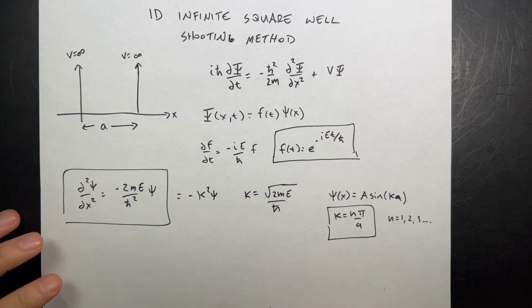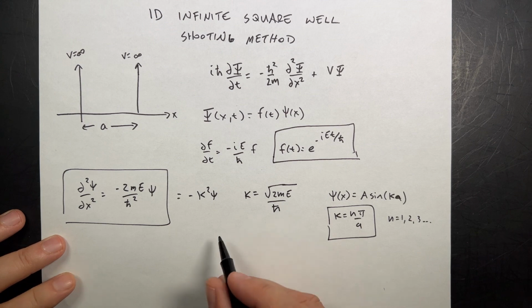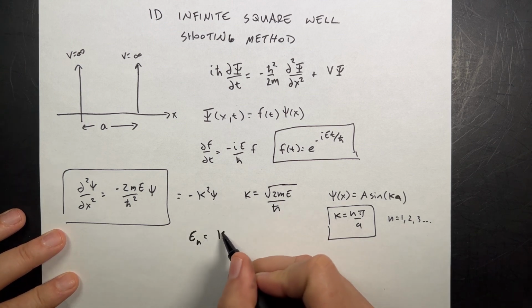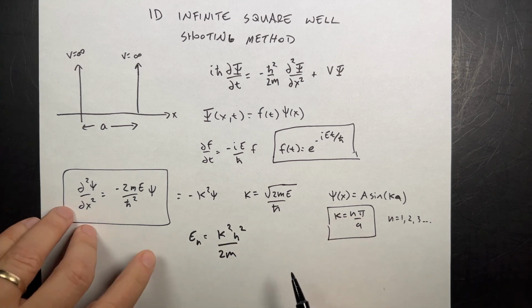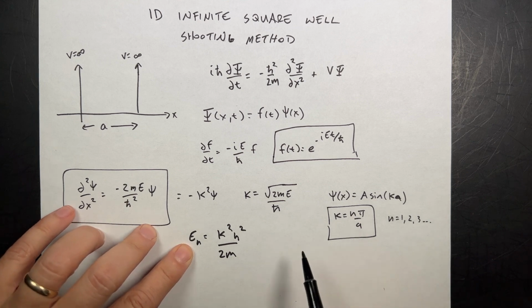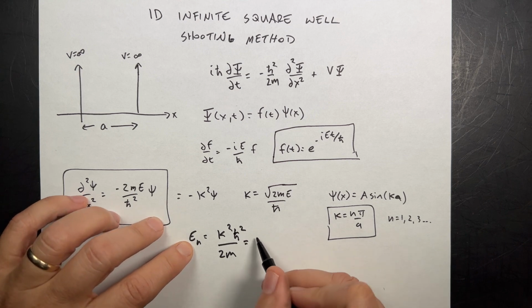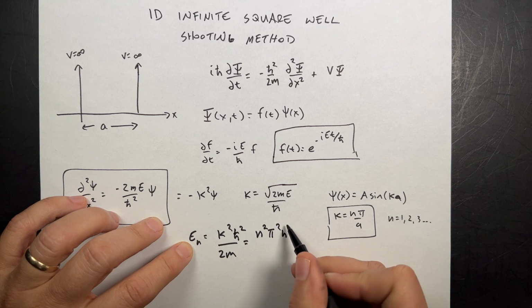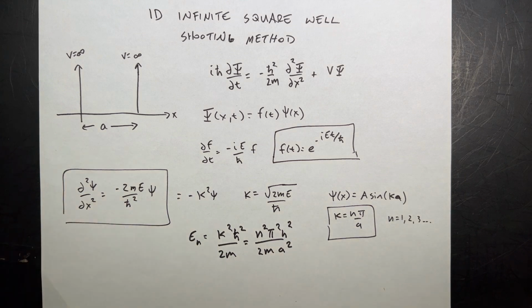Why did I not put the energy? Let's see, E, right here. So you can solve this for E. I get E n equals k squared h bar squared over 2m, because we're going to need this for later. And then if I put in this for k, I get n squared pi squared h bar squared over 2m a squared. So that tells me my energy values that solve this problem.